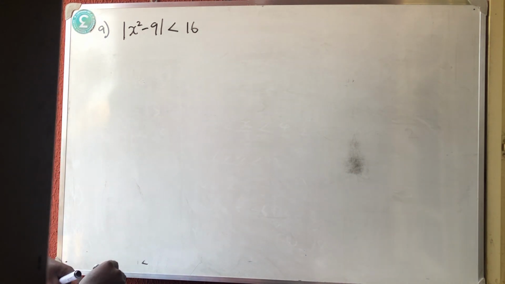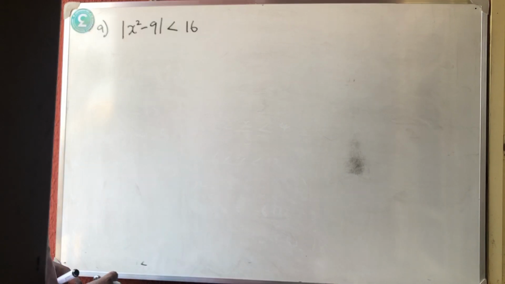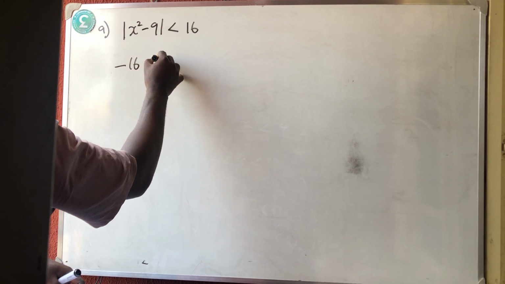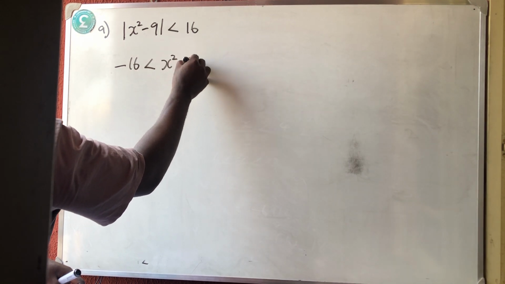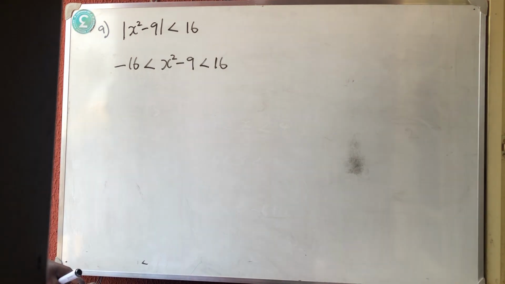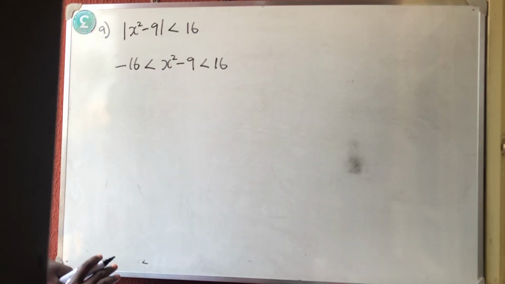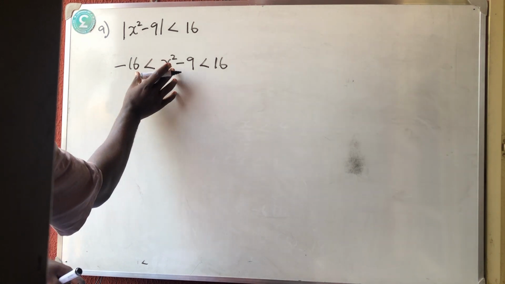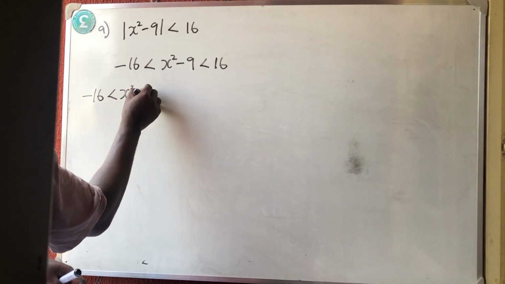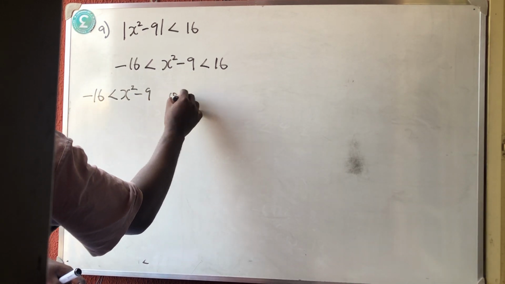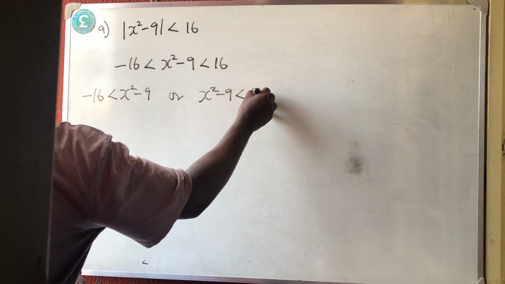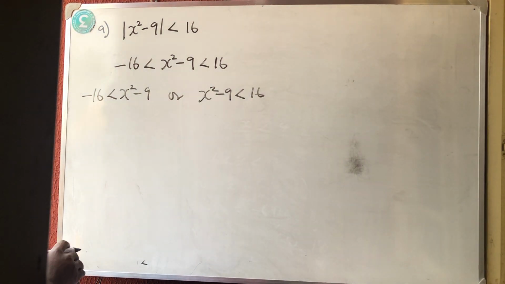Okay, let me write one after the other. So solving this normal method should be what? Minus 16 is less than what? x squared minus 9, which is less than what? 16. So what do we have now? In fact, in this one, don't solve it directly, bring them out separately. Bring these two out. Minus 16 is less than what? x squared minus 9. Leave it on one side. Or bring out the other side. x squared minus 9 is less than what? 16.